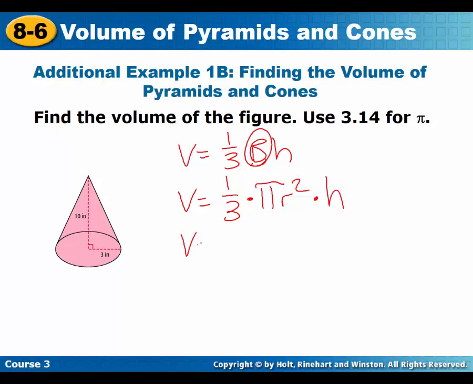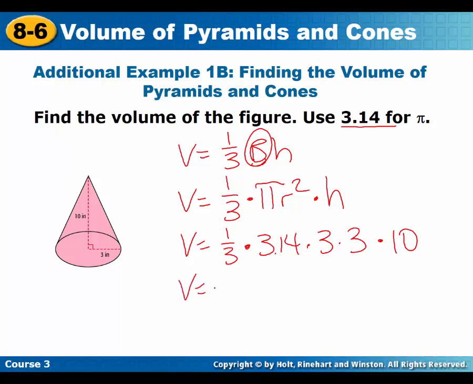So now we plug in our values. 1/3 times, well, pi we use 3.14 times, now the radius, remember, is a distance that is halfway across the circle. So that's what this 3 is. If they gave you the entire distance, that would be a diameter, and you would need to divide it by 2. So times 3 times 3 times, and now I need that perpendicular distance from the base to the furthest point away from the base, which is 10.